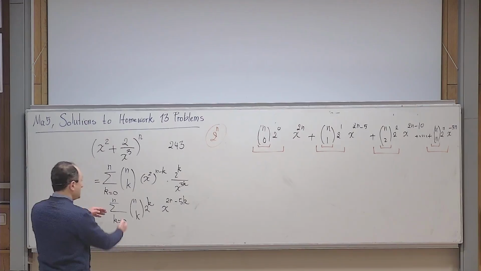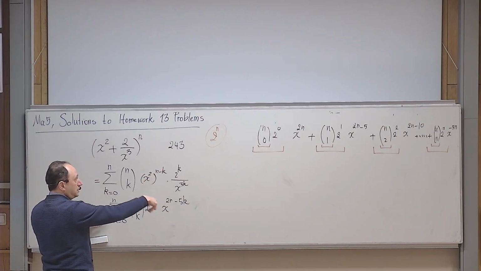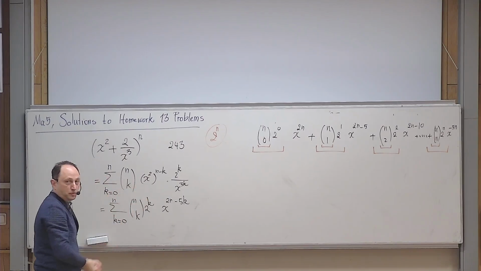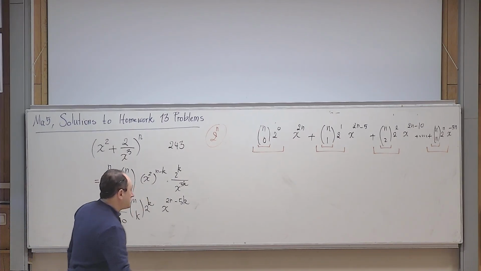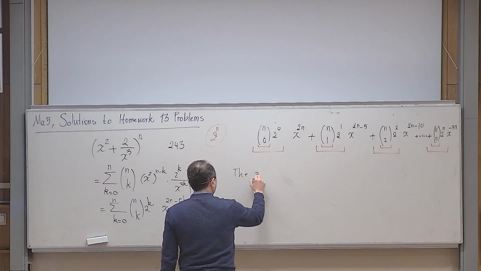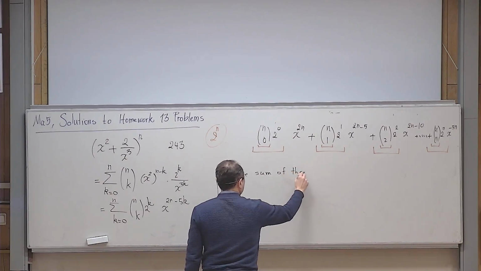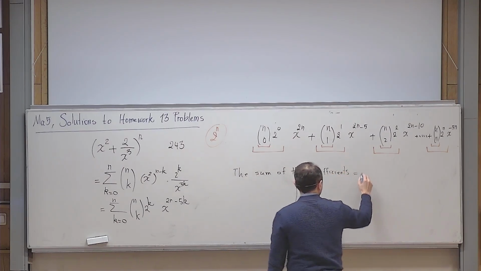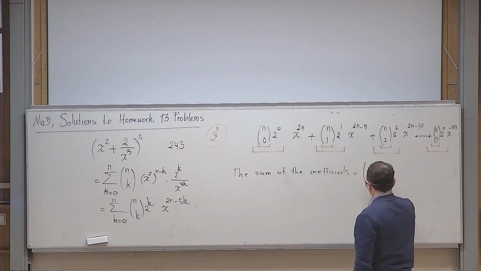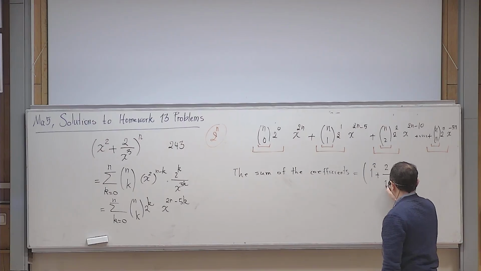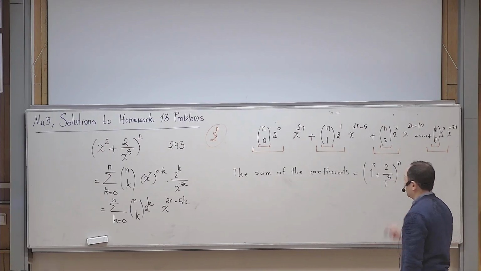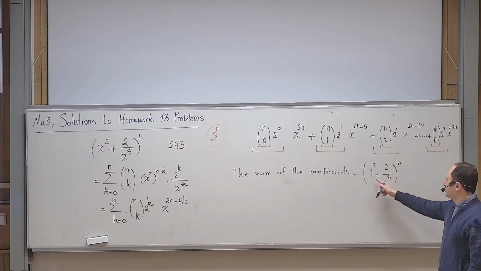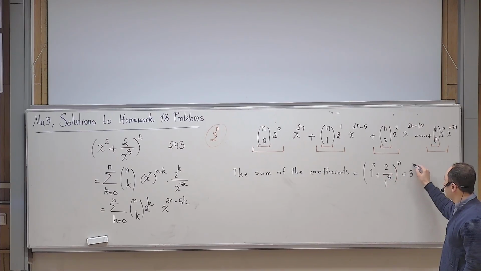Okay, but because this is a formula, it means that if you replace x with 1 there, or if you replace x with 1 there, the result should be the same. So this means that the sum of the coefficients is equal to that expression if I replace x with 1. I just wanted to justify this. Is that understandable? Yes. But this is very easy to calculate. This is 1, this is just 2, so it becomes 3 to power n.